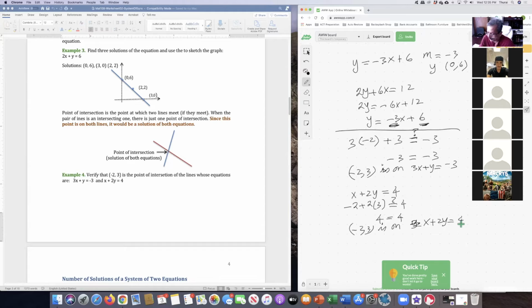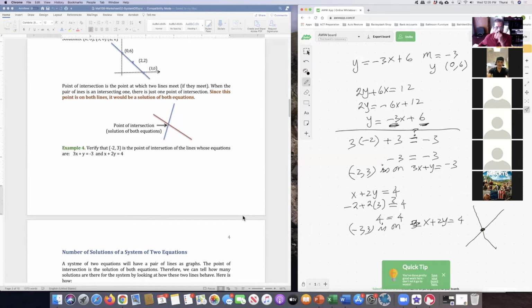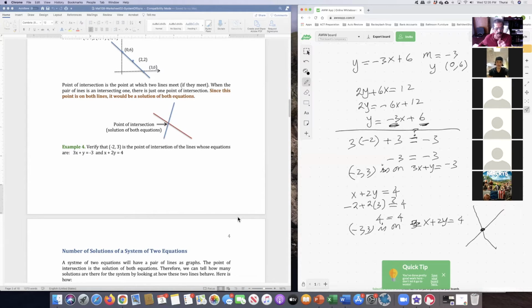There is only one point that can be on two lines. That would be the point of intersection. So therefore, this must be the point of intersection. That's how you verify that a certain point is the point of intersection. Plug it into both. The point of intersection has to be a point on both lines. So when two lines meet, there will be only one point of intersection.